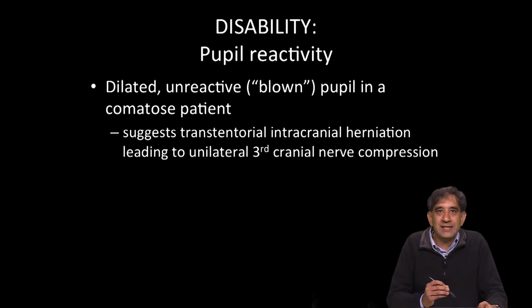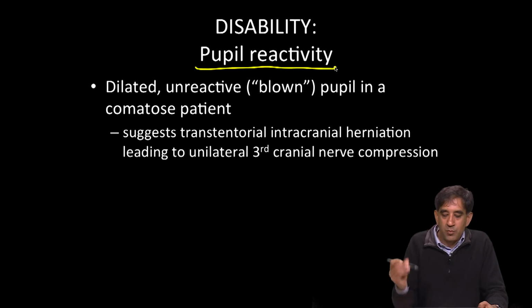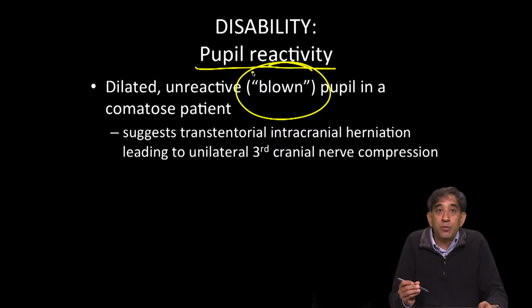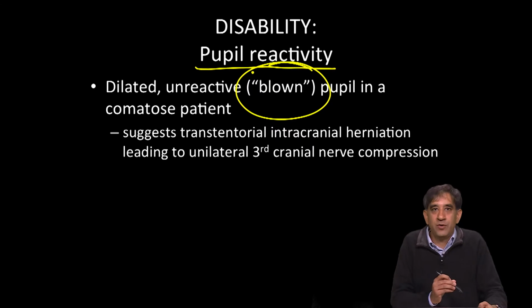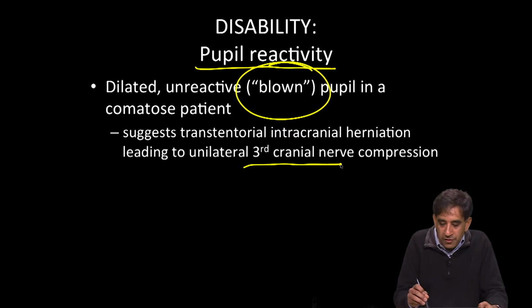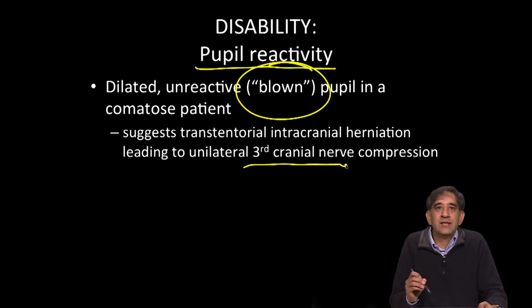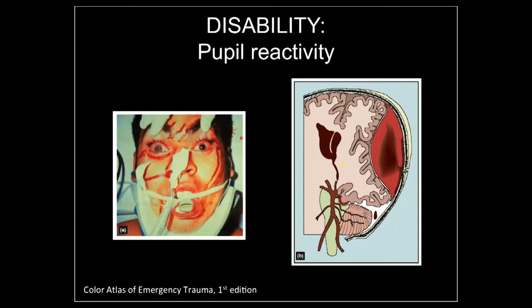The next part of the disability exam is to evaluate pupil reactivity, and specifically, we're looking for a blown pupil in a comatose patient. A blown or dilated pupil, a dilated unreactive pupil in a comatose patient suggests transtentorial intracranial herniation that can compress the parasympathetic or outer fibers of the third cranial nerve, leading to this dilated and unreactive pupil.